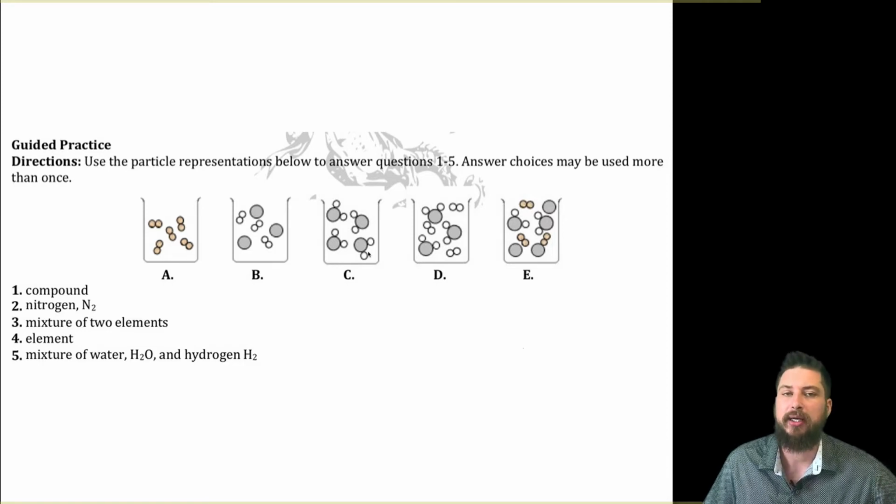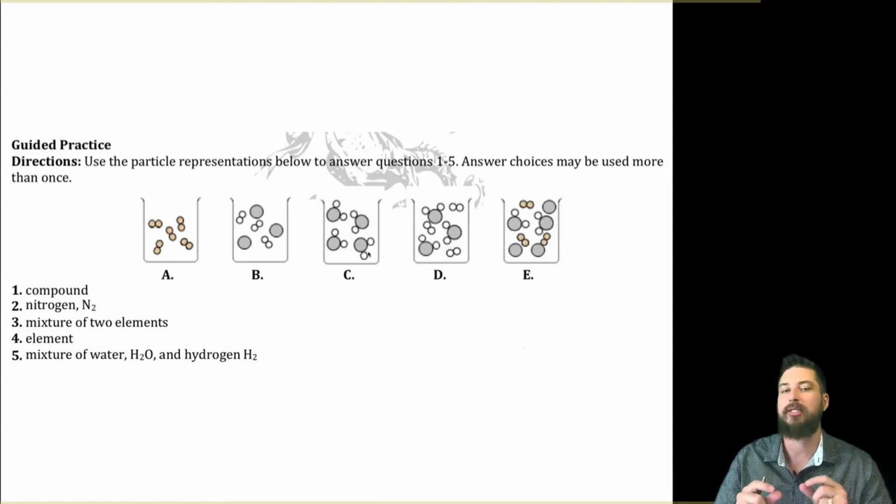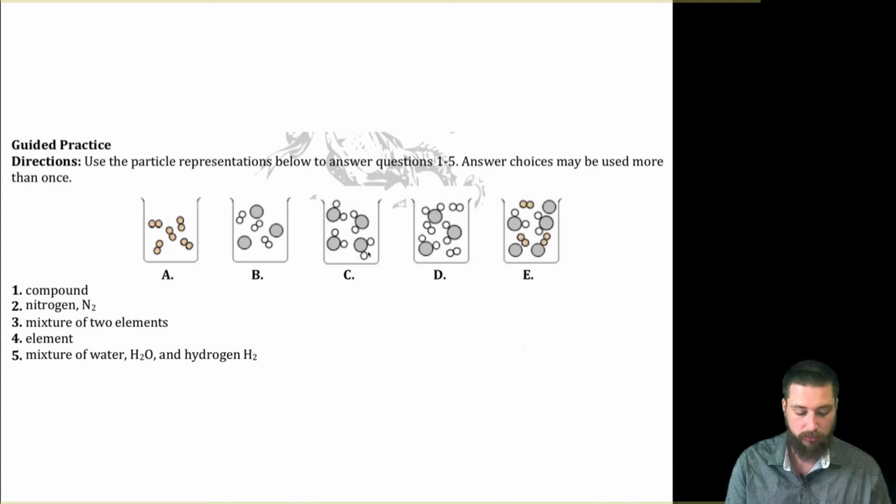So a compound is something that is a pure substance, so there's one type of thing in there. However, it's got two or more atoms bonded together. And when I say two or more, I mean two or more different types of elements. So it's a pure substance, one type of thing, but it has two or more elements bonded together chemically. And the answer to number one is going to be C. That represents a compound.